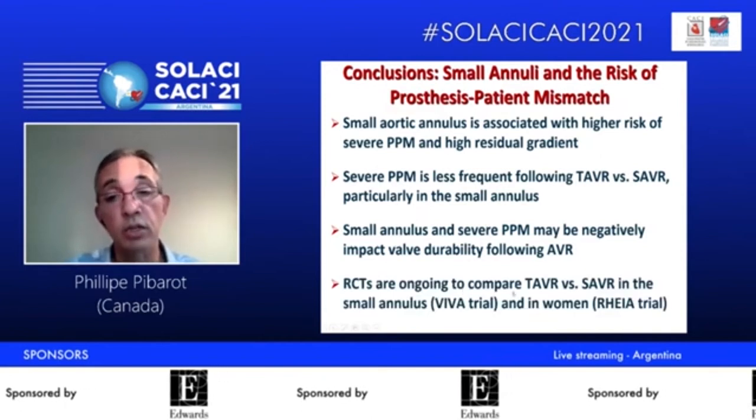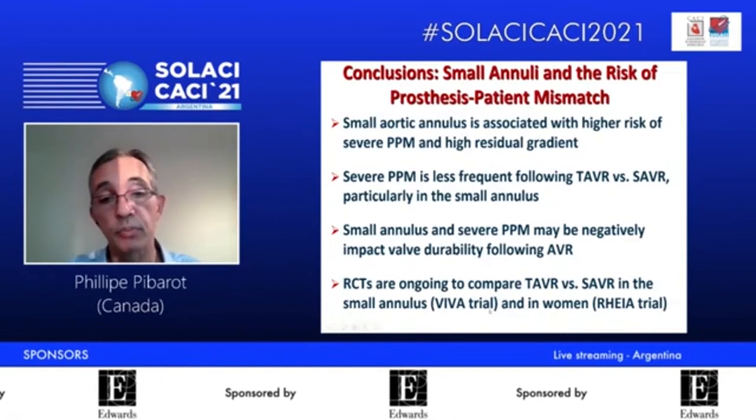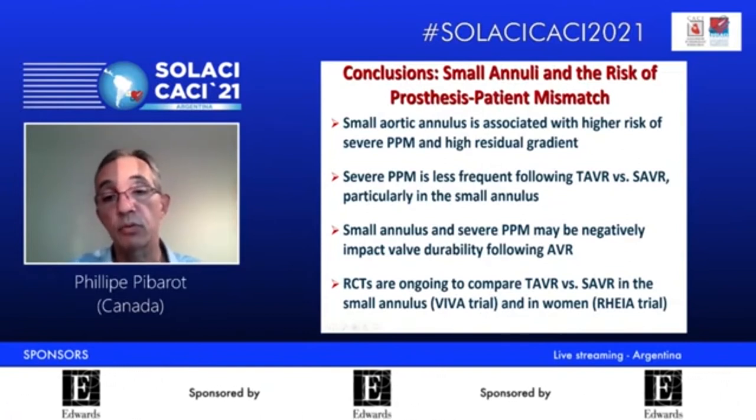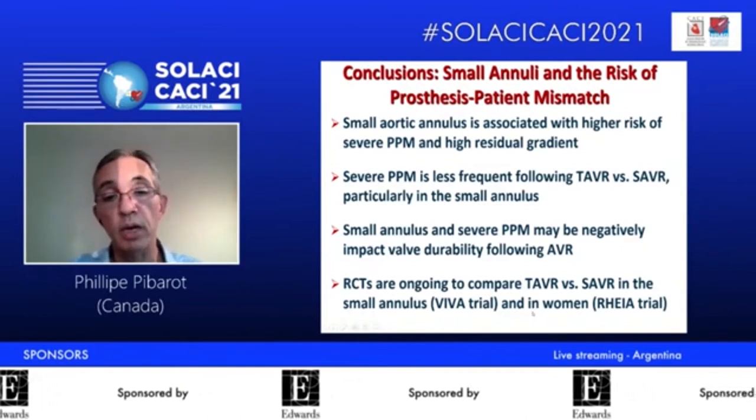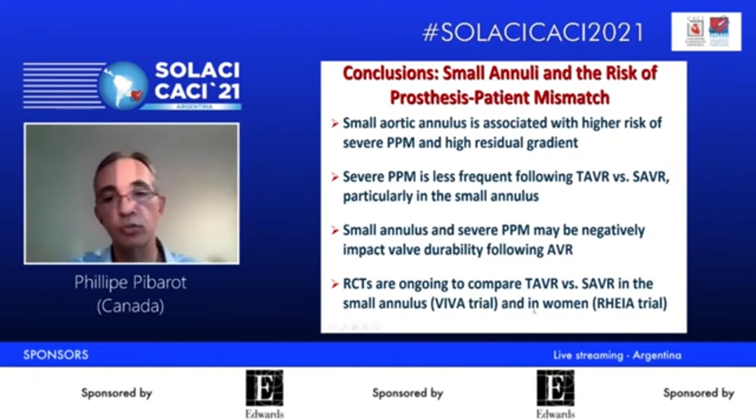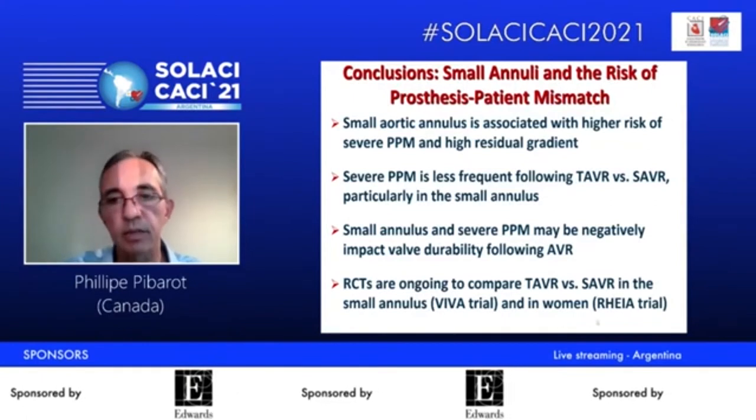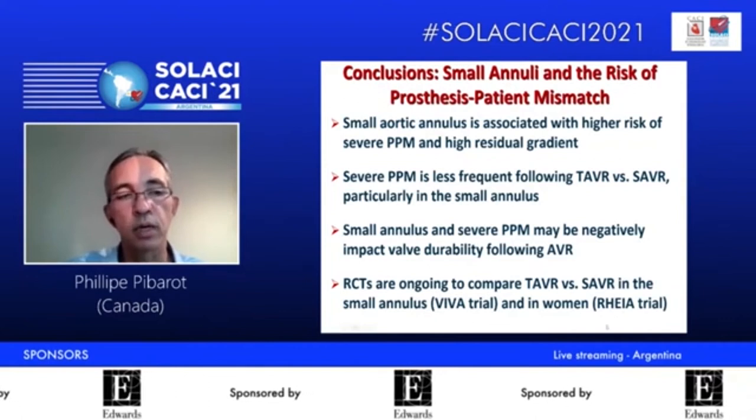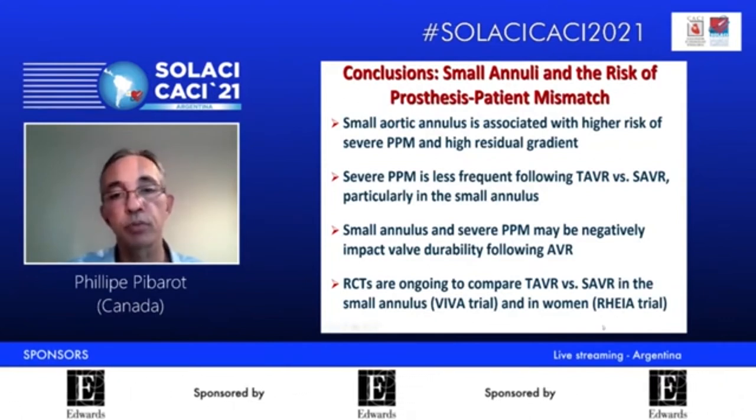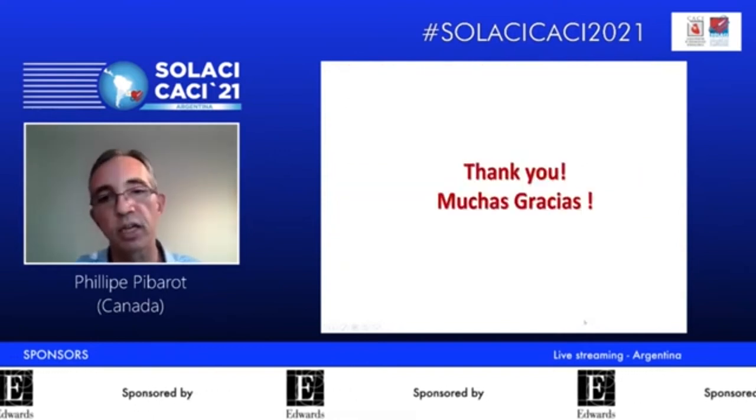So there are some ongoing randomized trials to compare TAVR versus SAVR. In the small annulus, there is the VIVA trial. José Rodés-Cabau is the PI for this trial, and it is ongoing and the recruitment is going well. There is also another one, I would say like a PARTNER 3 trial, but in women only. Women mean, of course, smaller aortic annulus. This is the REPRISE trial that is conducted in Europe and is also progressing well in terms of recruitment. So we'll see what the results of these trials will be. And I thank you very much for your attention. Muchas gracias.